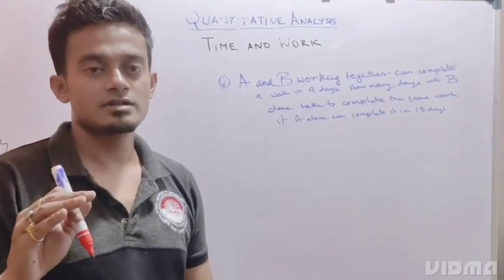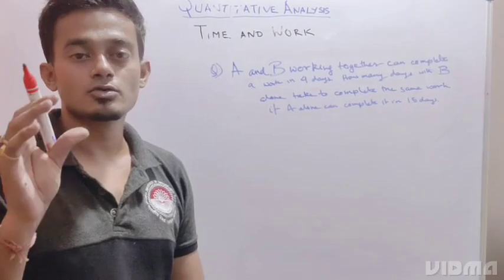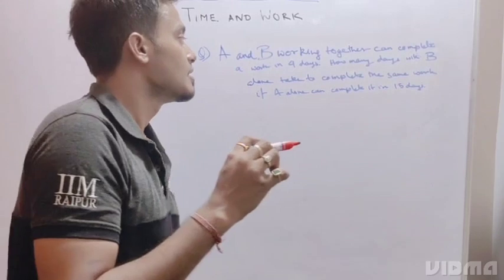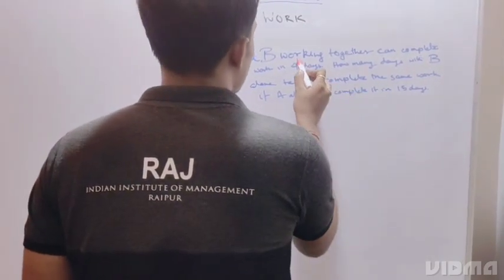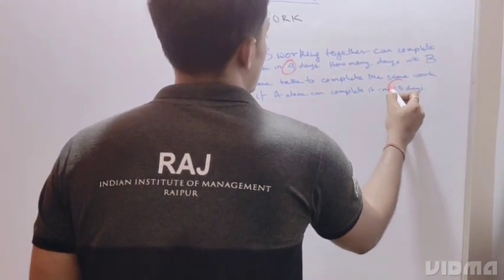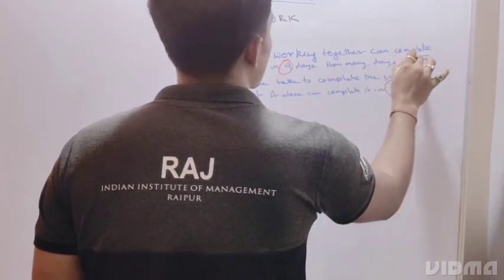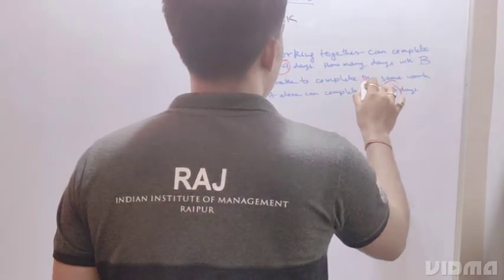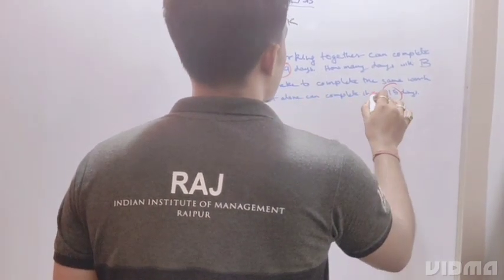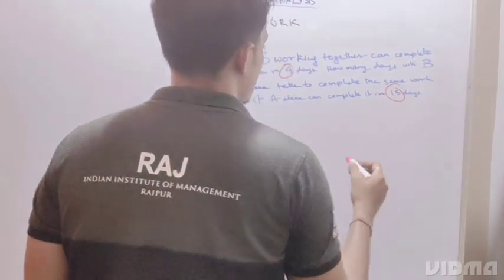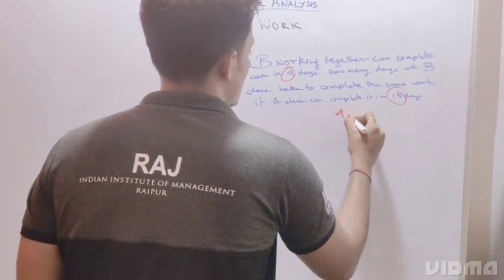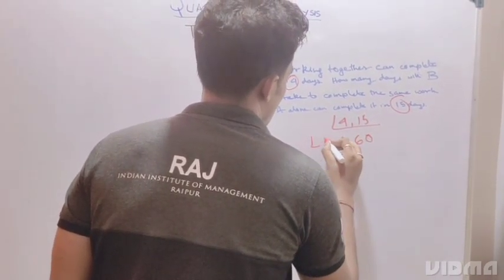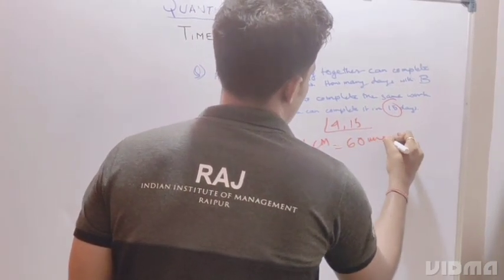So in this question, first we need to find out the total units of work. And how do you do so? You need to find the LCM. And LCM in this case is between 4 days and 15 days. A and B working together can complete the work in 4 days. How many days will B take to complete the same work if A alone can complete it in 15 days? So for the total piece of work, 4 and 15, LCM is 60. LCM is 60 units. Okay.